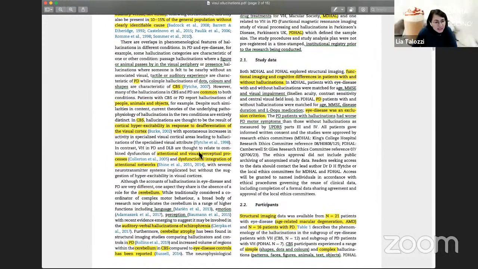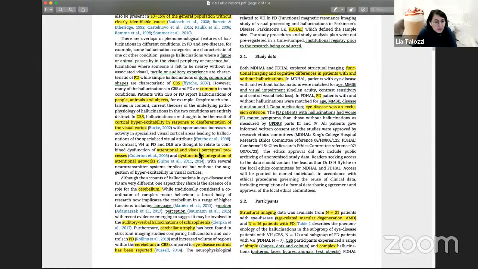Actually, it was more related to the discussion of the attention network, because they were focusing on explaining the differences between the two conditions, the Parkinsonian one and the Charles-Bonnet. The cerebellum seems to be involved in a lot of things and not only motor processing. They also said, in the discussion, language, emotion, perception.